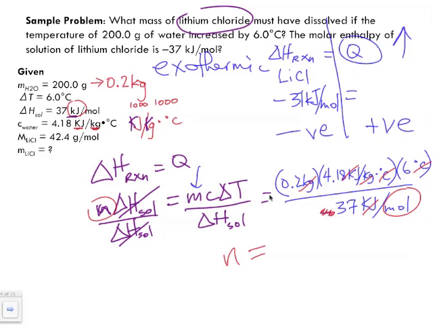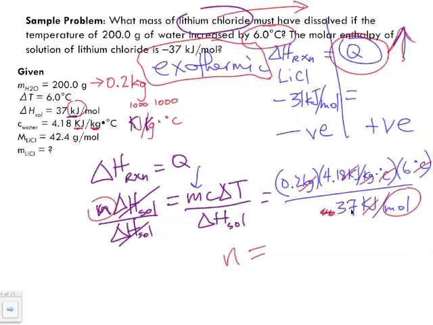But remember, because this delta H of solution was negative 37 kilojoules per mole, this told us that we had an exothermic reaction, which means that energy or heat was released by the lithium chloride. It released heat where? To the water. What happened to the water? It increased in temperature. By how much? 6 degrees Celsius. So anyhow, let's go back to this question.